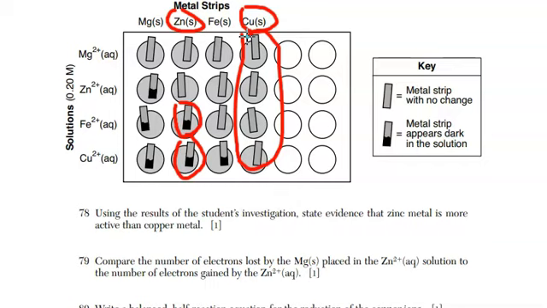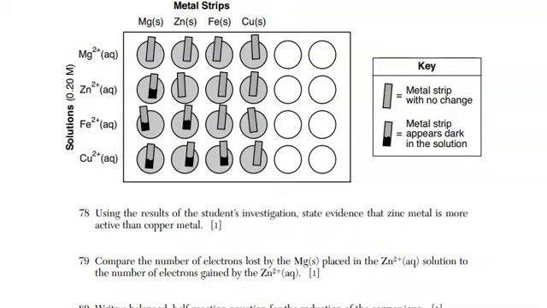For 79, compare the number of electrons lost by the magnesium placed in the zinc ion solution to the number of electrons gained by the zinc ions. We have to have equal numbers of electrons being lost and gained. The easiest way to know what the number is, you see that zinc as a metal, nothing has been lost or gained. As an ion, it loses 2. Let's compare it to magnesium. Magnesium as a metal hasn't lost or gained any electrons, and then magnesium as an ion is 2. So the number of electrons lost and the number of electrons gained is equal, and it's 2 electrons.